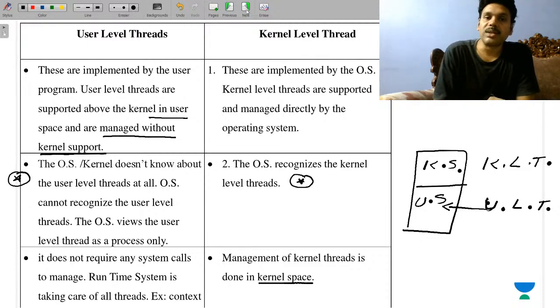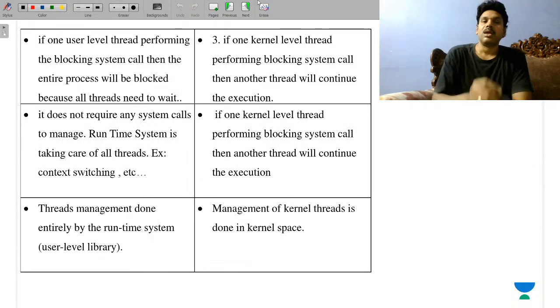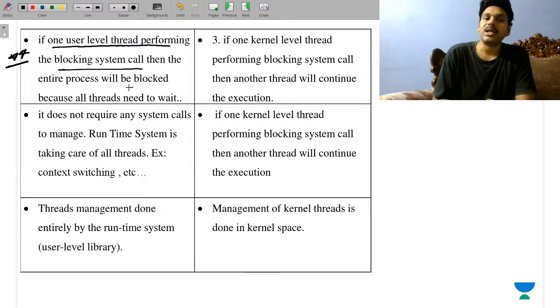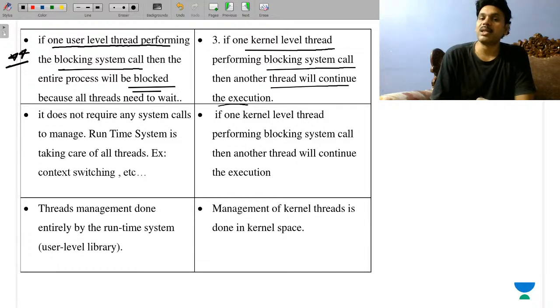And the next point, another important point: if one user level thread performs a blocking system call, then the entire process will be blocked. But in kernel level threads, this is a different issue, because every kernel level thread acts like a process, which runs in a different environment, such that the other threads are not blocked.